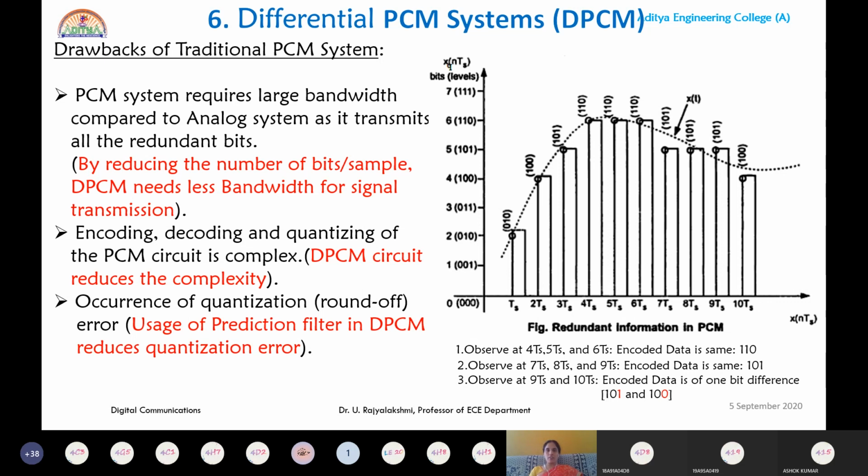Now what will this PCM do? PCM will transmit this type of redundant information. For all the sampling intervals, the magnitude is 110. This PCM will transmit these redundant data bits for all the samples throughout the system.